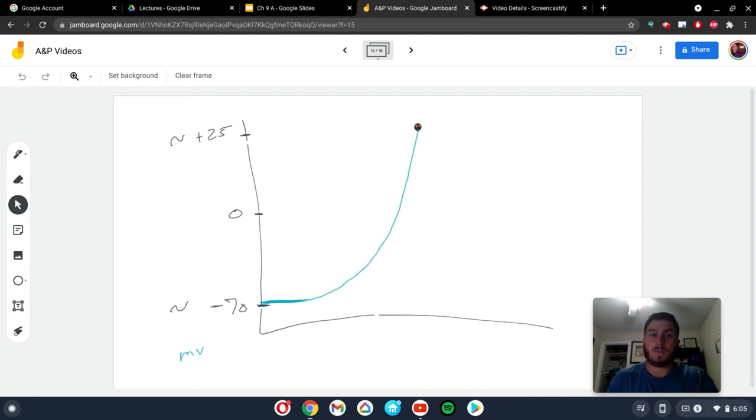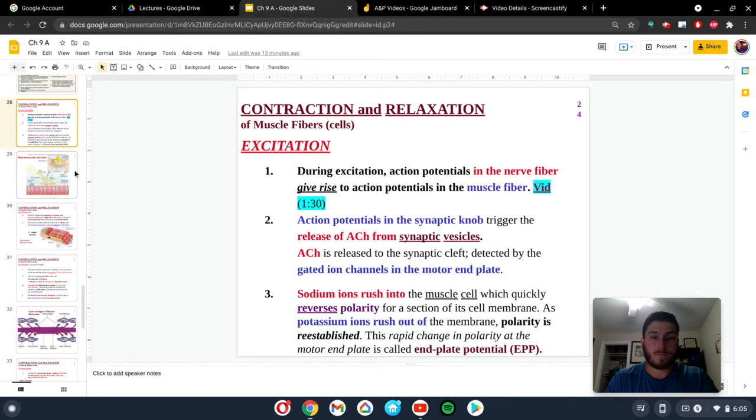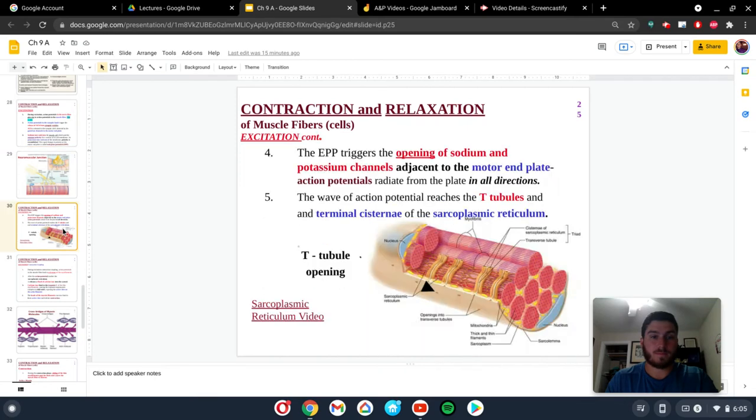And this is going to be the beginning of the action potential. And that's what it's talking about here. So this end plate potential, EPP, the end plate potential of the opening of the sodium and potassium channels is going to allow for action potentials to radiate in all directions. So you're going to see multiple of these action potentials happening all throughout the cell.